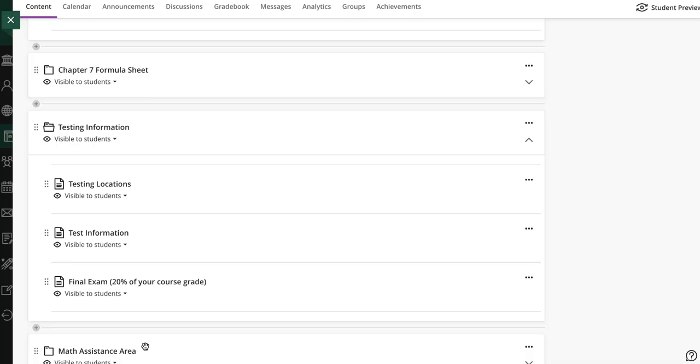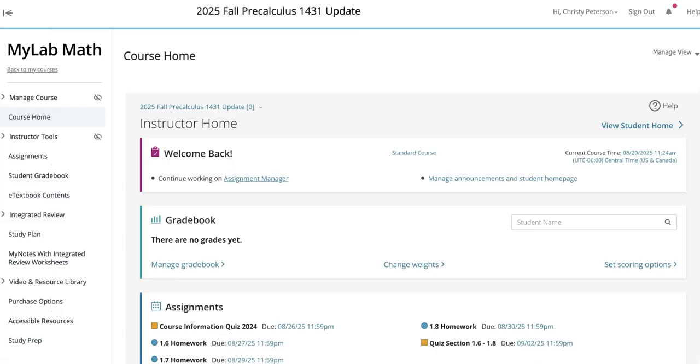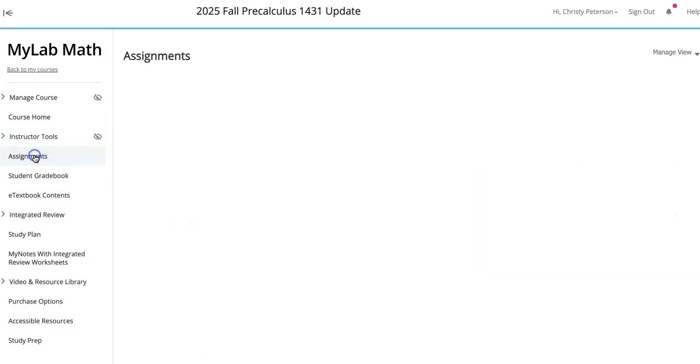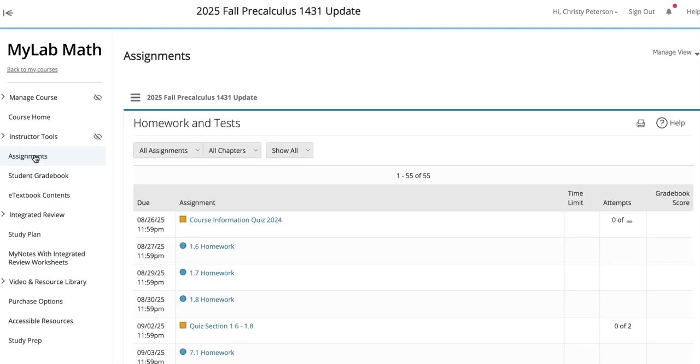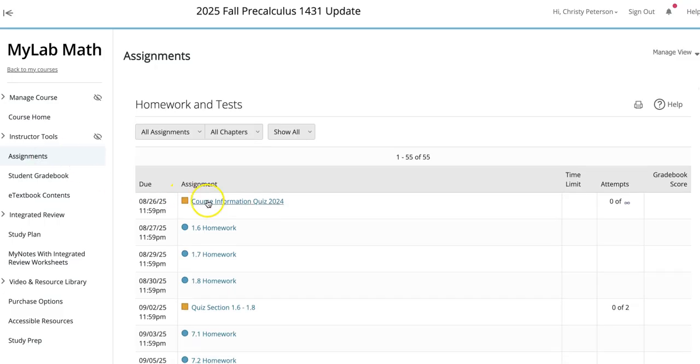Now that we've covered the basics of what you're going to find in Blackboard, let's jump right into MyLab Math. So again, you're going to go to that MyLab Math Pearson website, and you're going to be at our course home. What you're going to want to look at is our assignments. So over on the left side, look at the assignment list. And you're going to see date by date what assignments are due. The first assignment due is the course information quiz.